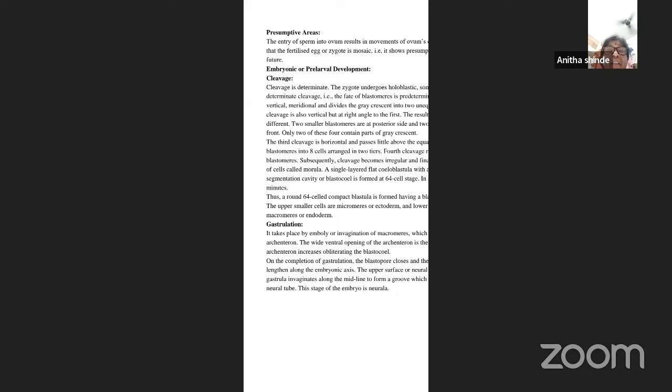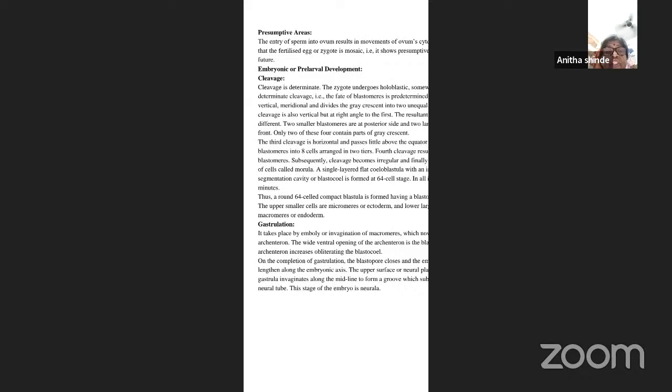So gastrulation occurs by the phenomenon of invagination of the macromeres, and it develops a cavity called the archenteron cavity. The wide ventral opening of the archenteron is the blastopore. Once gastrulation is completed, the blastopore will close, and the embryo begins to lengthen along the embryonic axis. The upper surface, or the neural plate, of the elongating gastrula will invaginate along the midline to form a groove, which will subsequently form the neural tube.